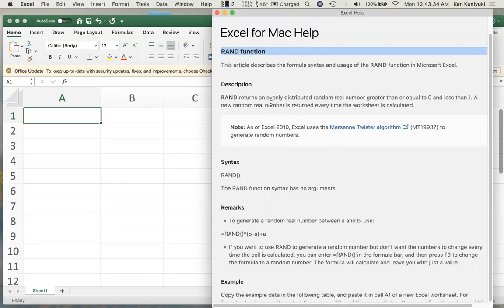Now, these random numbers are really pseudo-random numbers. They come from an algorithm, in this case, the Mersenne Twister algorithm. I can't really describe that to you, but this is a link to a Wikipedia article on it. But for all practical purposes, we can think of them as random because the algorithm is so unpredictable in its nature.